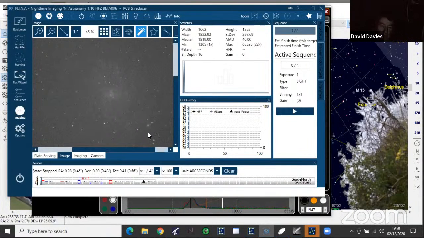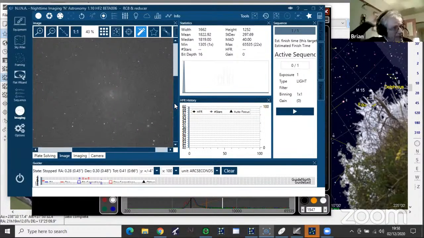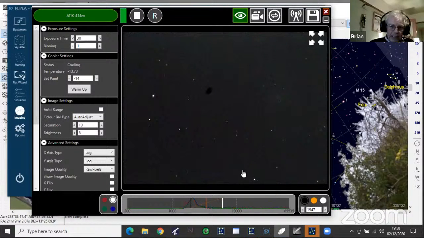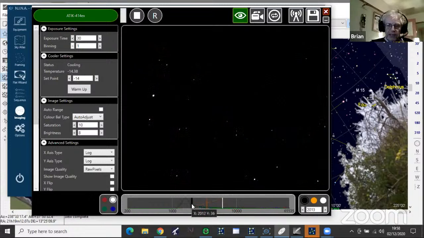In our local group, there are about 30 galaxies. Most of them are small, but there are 3 spiral galaxies: the Andromeda Galaxy, which is the largest, then the Milky Way, and then the Triangulum Galaxy, or Messier 33, which is the smallest. And it doesn't have much of a nucleus. If you show where the nucleus is, it's not very well lit.